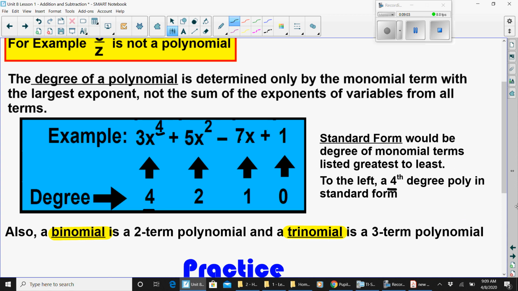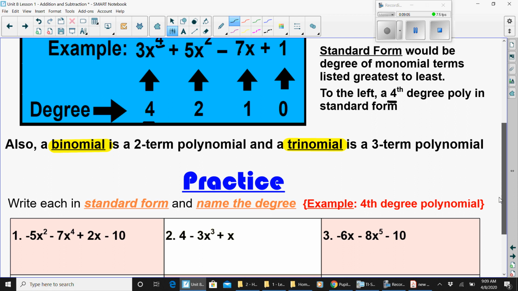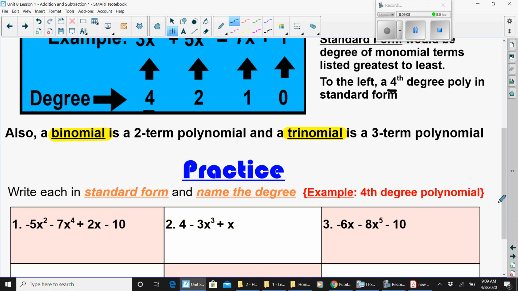A binomial is a two-term polynomial. I know there's a lot going on here. A trinomial is a three-term polynomial. Just think about a bicycle, a bike with two wheels, and then a tricycle has three. Tripod.